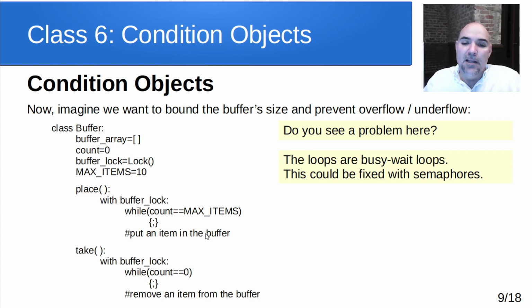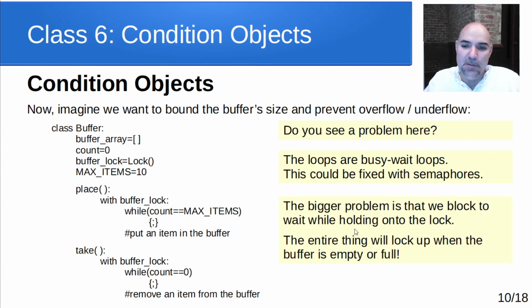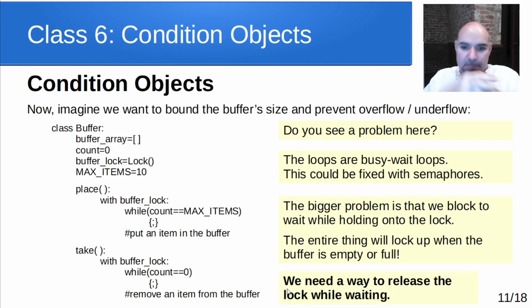So in other words, there are a couple problems here, actually. The loops are also busy wait loops. This is running and consuming resources while it's waiting. It's just an infinite loop spinning there. That could be fixed with semaphores, but the bigger problem is that if we block to wait, either here or here, then we're holding onto the lock while we block. So the entire thing will lock up when the buffer is either empty or full.